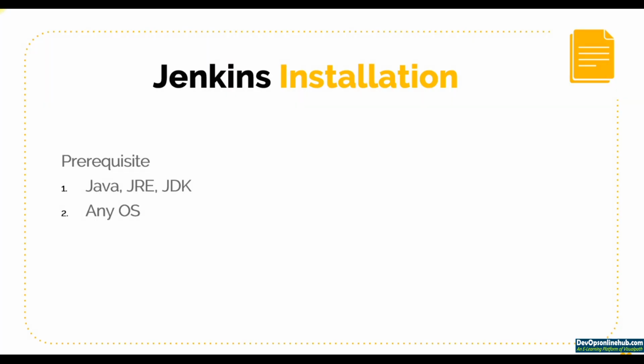Jenkins can be installed on any operating system. All you need is Java. You can have JRE or JDK and you can set up Jenkins on that. Jenkins comes as a WAR file which you can deploy on a Tomcat application server also. You can run it with the java -jar command, or you can install Jenkins as a service, and setting it up as a service is the best option.